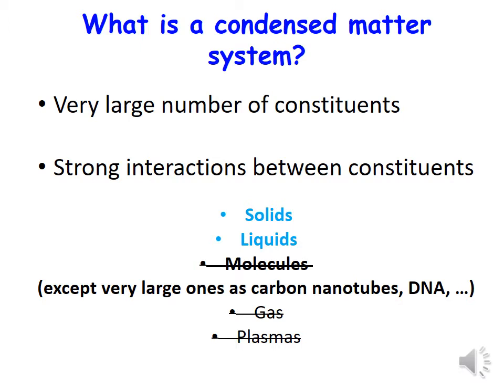Other systems like plasmas, gas, molecules can be excluded, except for very large molecules like carbon nanotubes, if we consider carbon nanotubes as a molecule, or DNA.